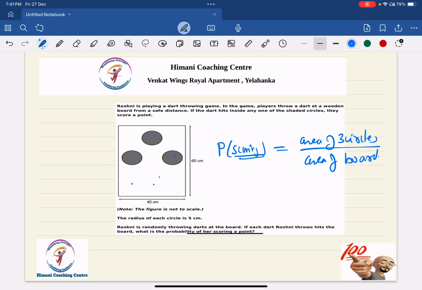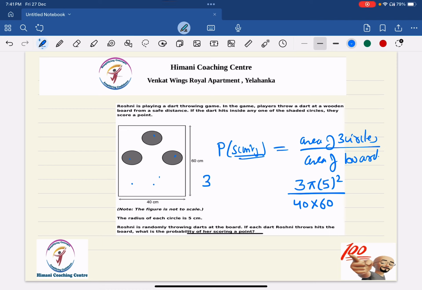See, what is probability? Favorable outcome divided by total outcome. Now circles there are three, and what is area of a circle? Pi r square. So 3 times pi, and radius is 5. So 3 pi times 5 square upon, we are given the dimension of the wooden board as 40 times 60. Okay, so then what would be the answer?